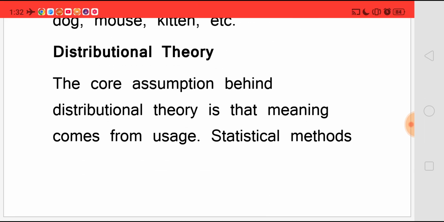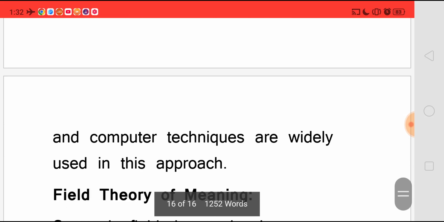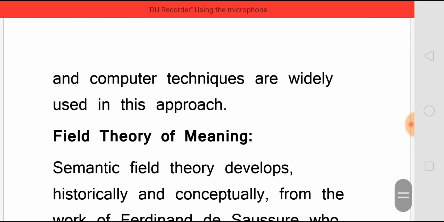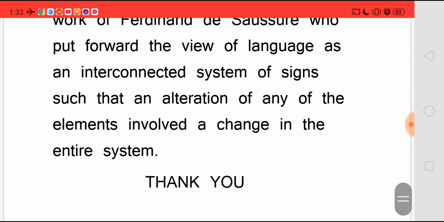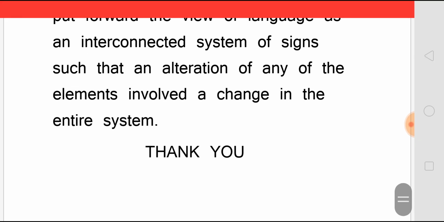Then we have the distributional theory. The core assumption behind distributional theory is that meaning comes from usage. Statistical methods and computer techniques are widely used in this approach. And then we have the field theory of meaning. Semantic field theory develops historically and conceptually from the work of Ferdinand de Saussure, who put forward the view of language as an interconnected system of signs such that an alteration of any of the elements involved a change in the entire system.